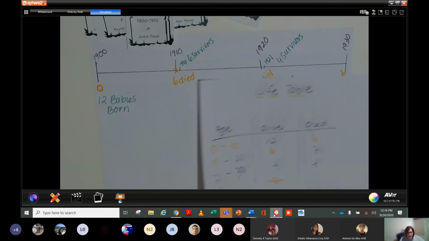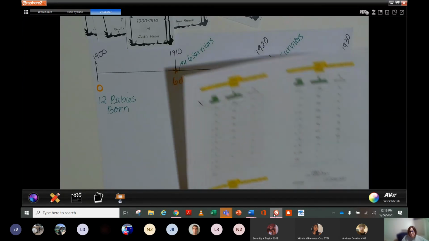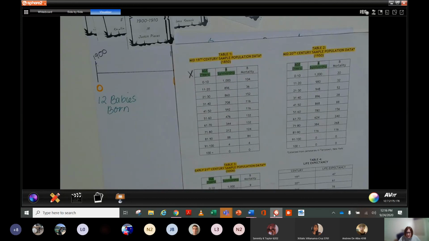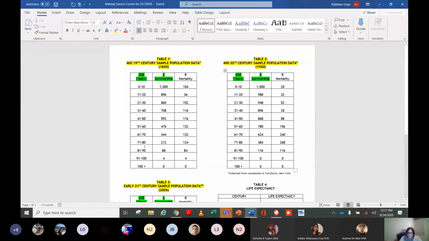So it's called the life table, and it can give you an idea of who survived different age groups. Like, did they die young? Did they die old? Do they have a high infant mortality rate? So these data tables for the assignment are truly called life tables. You can probably see a little better here. So I've got the age groups, who survived versus who died.